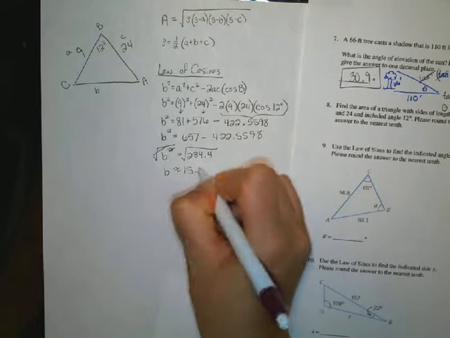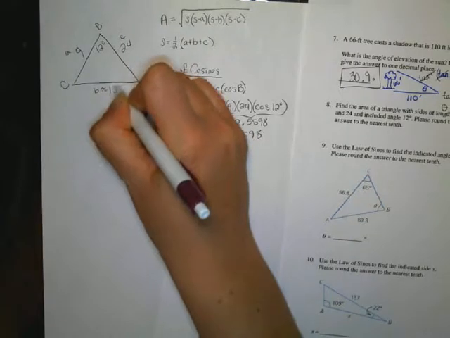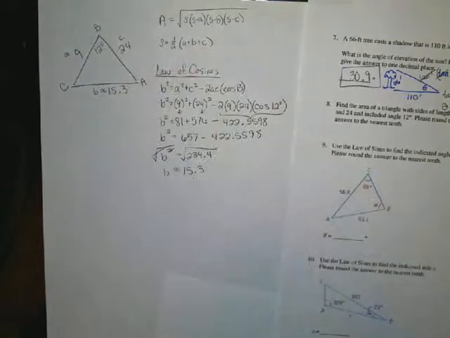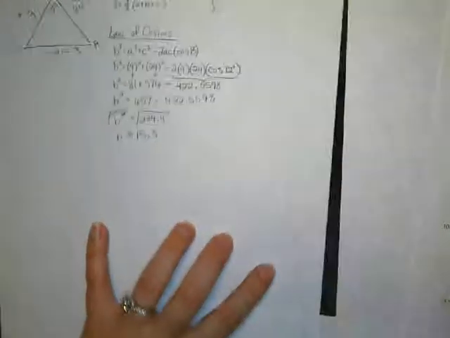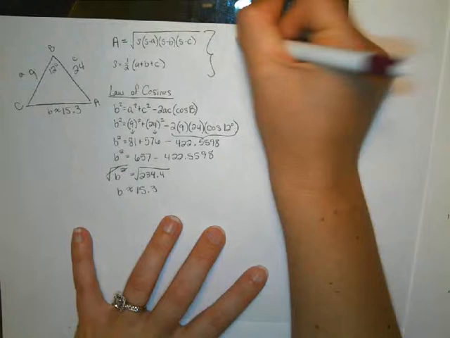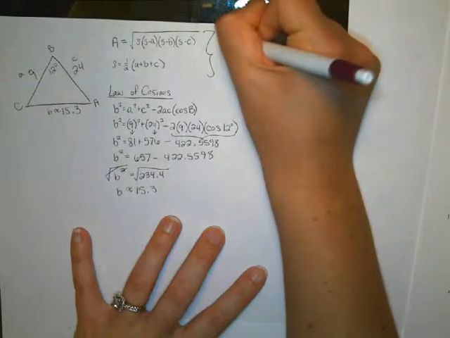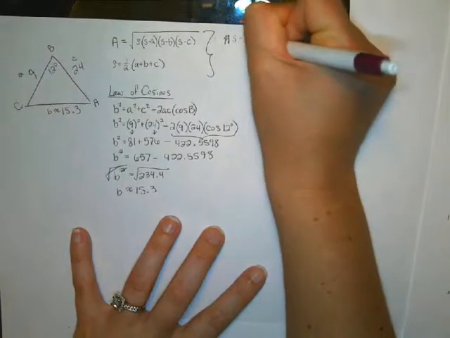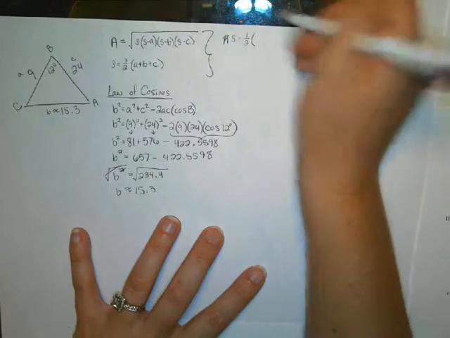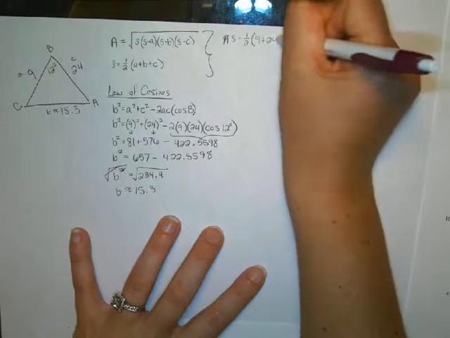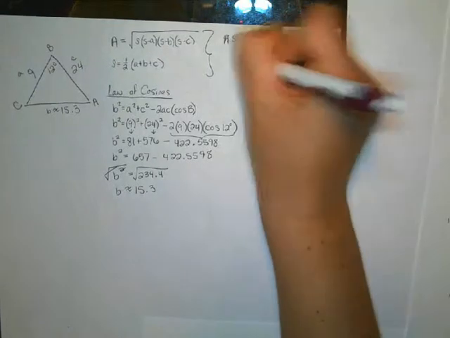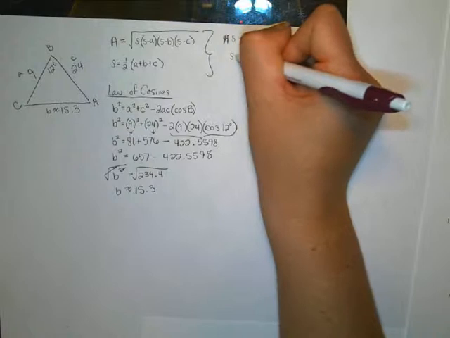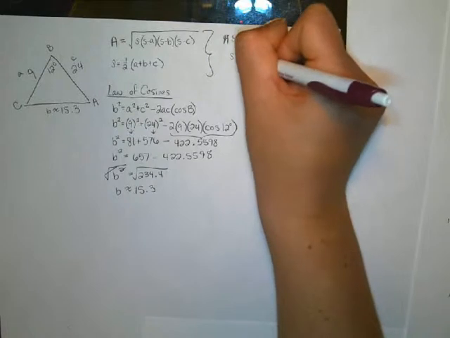Well, wait, we're not done. The question asks me to find the area. So in order to find the area, I have to use this formula. So I have area, I'm going to start with s. S is equal to 1/2, and I'm going to add up all the side lengths. So I have 9 plus 24 plus 15.3. And so if I plug all that in, it's 24.15. And then now I can actually use the area formula.